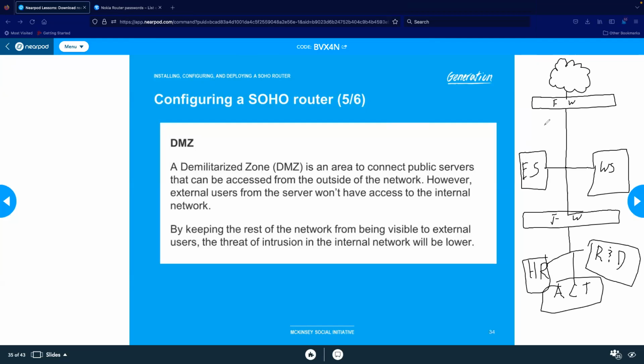So where is the router? You may have multiple. You likely would have one either before or after the firewall, and then you would have one again here. Whenever you're connecting the network, you likely would have a router here and here, depending on your network. So the configuration of the DMZ on the router would be on the first one.